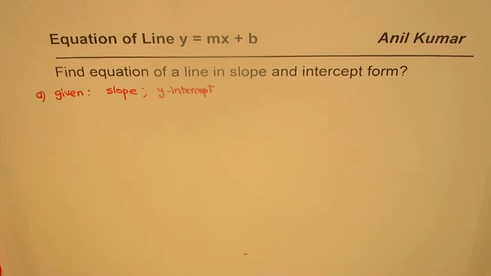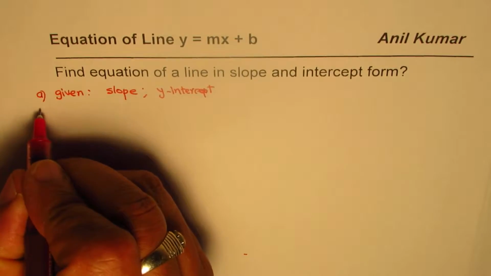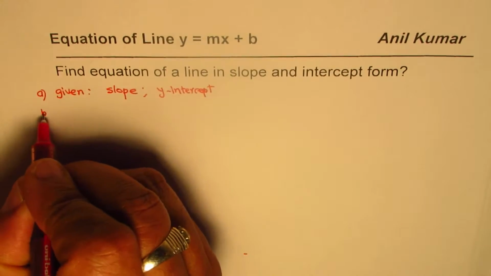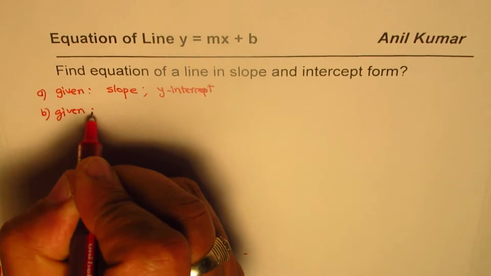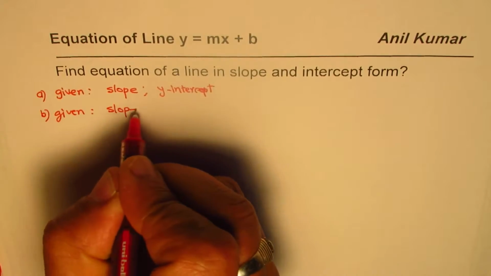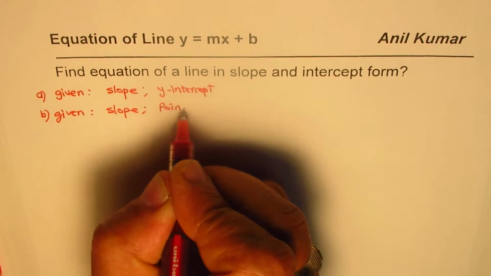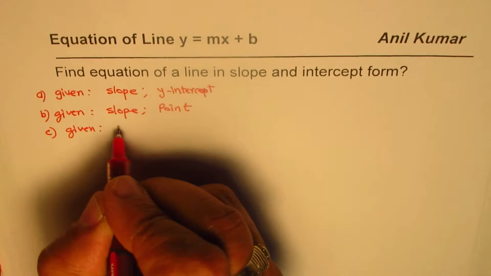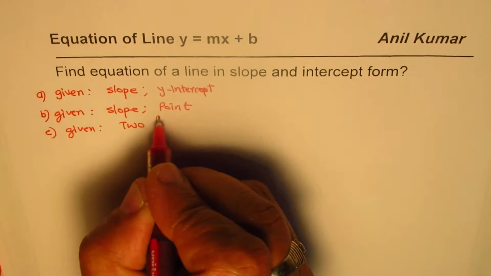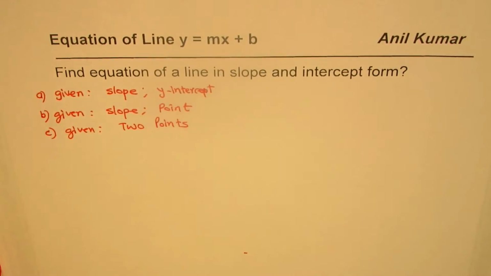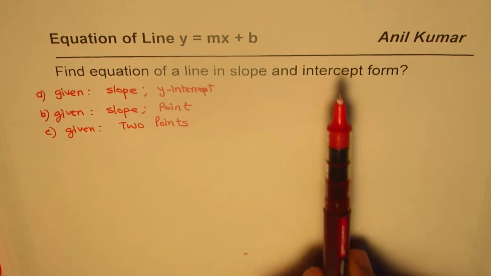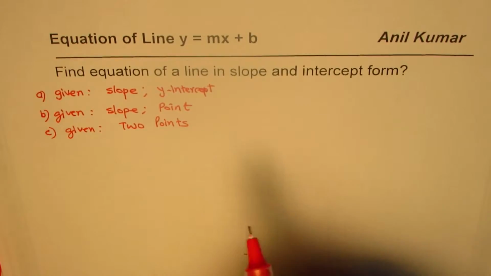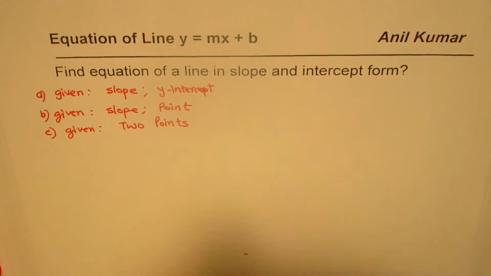Now case 2 could be that you are given a slope and a point. And case 3 could be that you are given 2 points, right? So these are the three different cases in which we can find equation of a line in slope and intercept form. And then the question will be, when can we not write equation in this form?